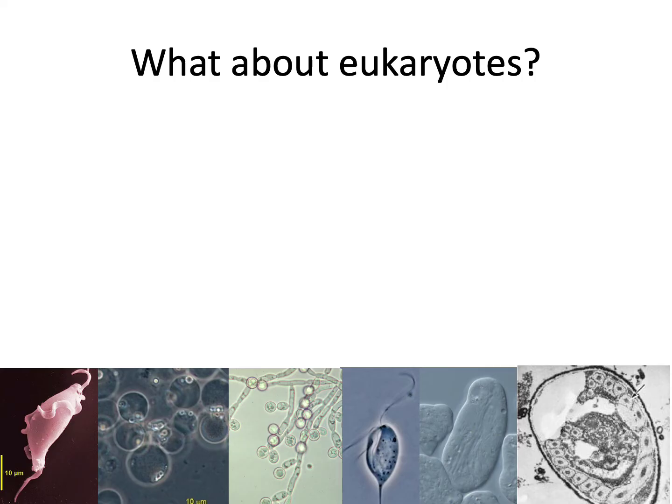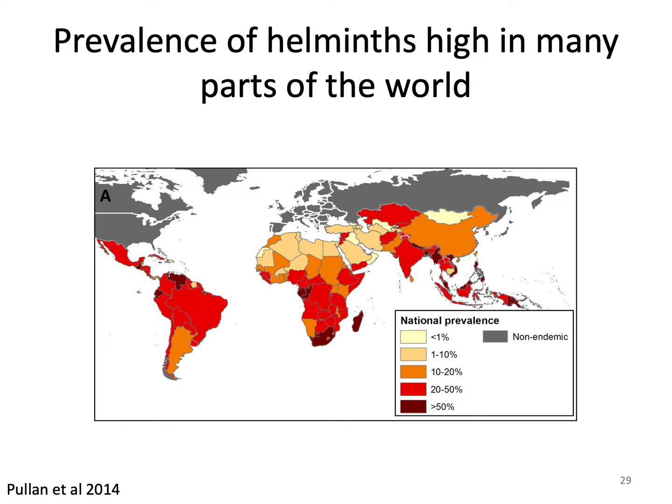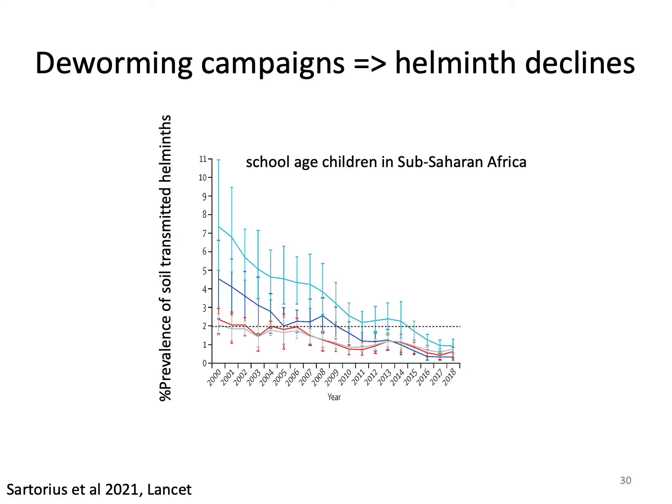Well, what about the eukaryotes? Well, we know that, for example, the prevalence of helminths, while it's high in many parts of the world, has been greatly reduced in places such as the US and much of Europe, to the point where they're non-endemic anymore. And widespread campaigns to eradicate helminths and other so-called parasites are having an effect. So there we see population level declines in the prevalence of helminths in school-age children in sub-Saharan Africa here, as well as in other populations.